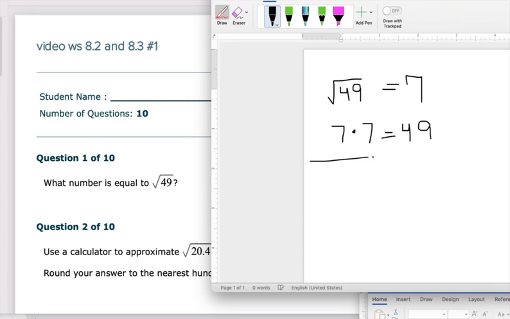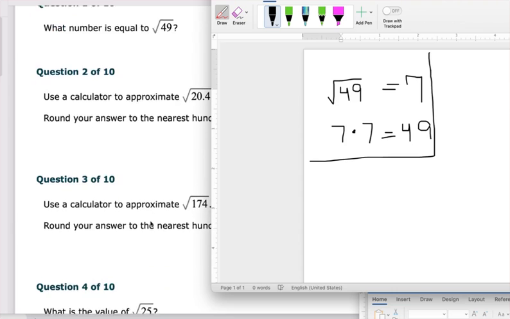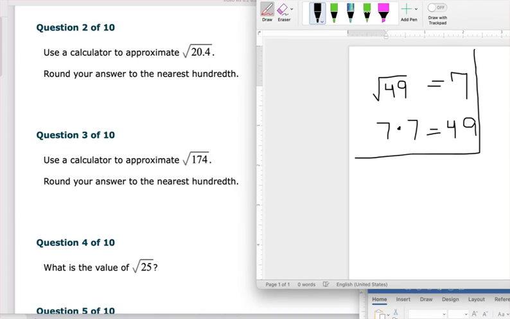Remember, the square root is what number you would have to multiply by itself to get the number underneath the radical. So on number two, they're asking for us to use a calculator to approximate. This is just learning how to use a calculator. Your very simple four banger will have a square root sign on it. On your final exam, I will not have any of these that you have to do with a calculator, because you won't have a calculator for your final exam. But this is something you need to know how to do, so I'm going to do it for you.